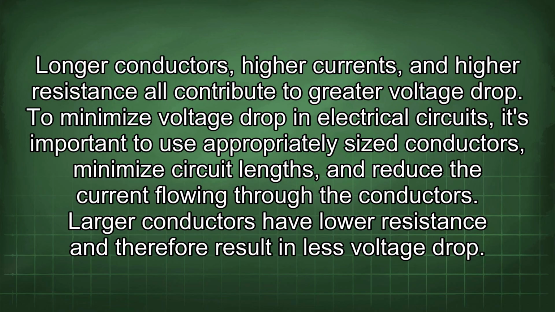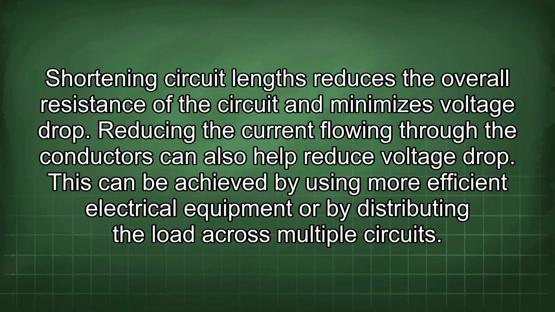Longer conductors, higher currents, and higher resistance all contribute to greater voltage drop. To minimize voltage drop in electrical circuits, it's important to use appropriately sized conductors, minimize circuit lengths, and reduce the current flowing through the conductors. Larger conductors have lower resistance and therefore result in less voltage drop. Shortening circuit lengths reduces the overall resistance of the circuit and minimizes voltage drop.